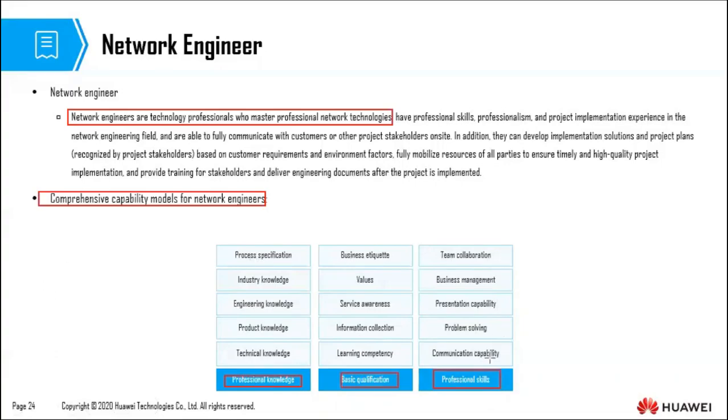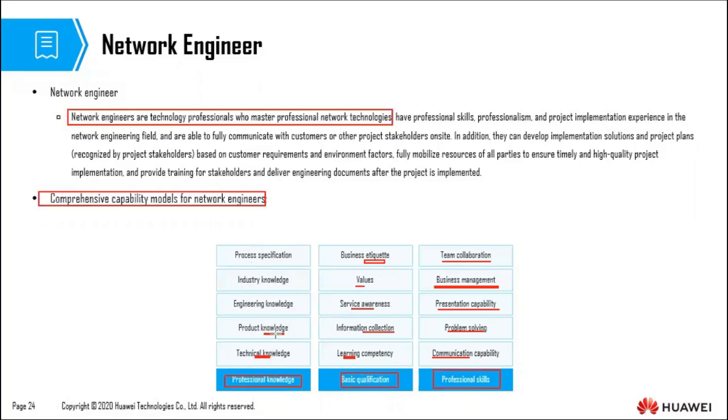So some of those professional skills, as you can see, team collaboration, we talked about this, soft skills, business management, presentation capability, are you able to communicate, problem solving, communication capability. So those are the professional skills that you need. Basic qualification, learning competency, information collection, service awareness, values, etiquette.